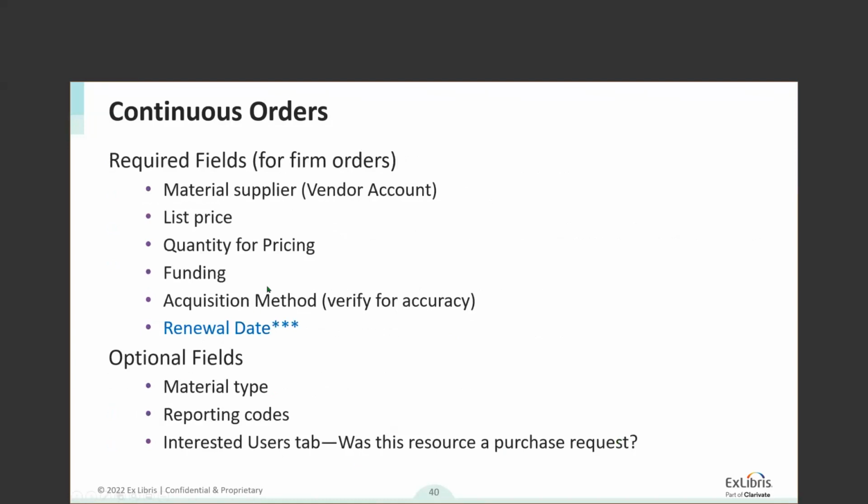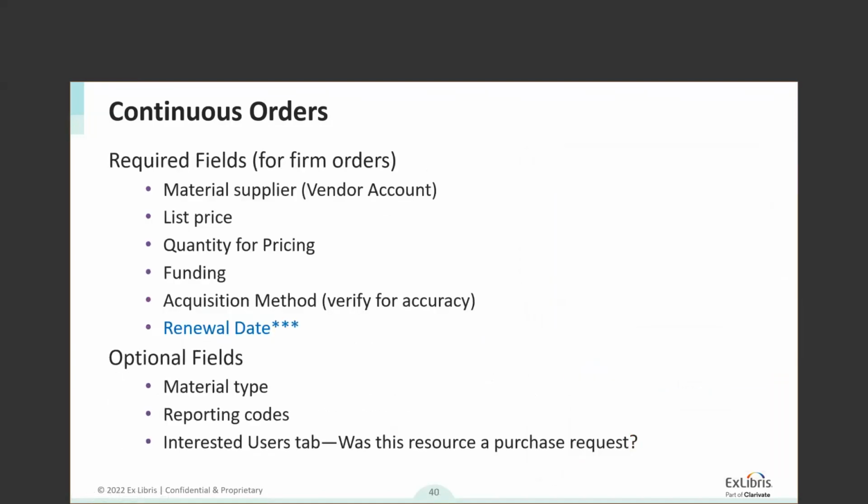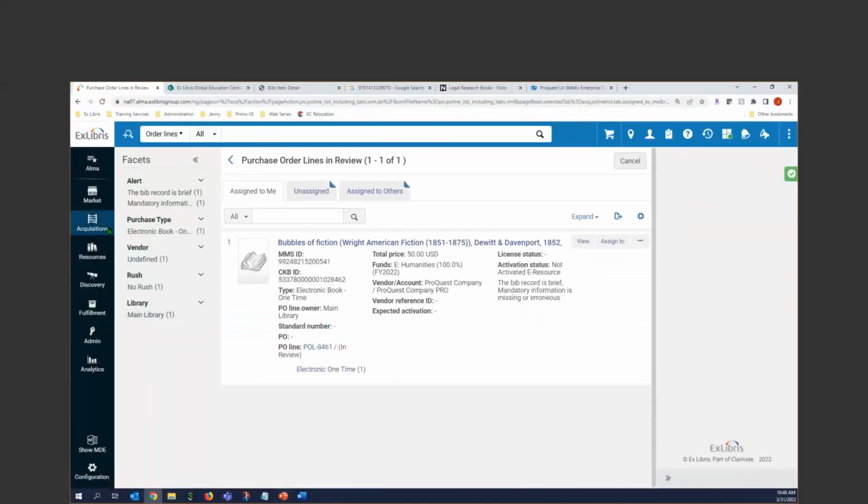There is one additional required field when you're talking about continuous orders, and that's renewal date. And I've never looked to see if renewal date is in a template. Okay, and then we're going to come back to that. So let's go do some continuous orders out in Alma.